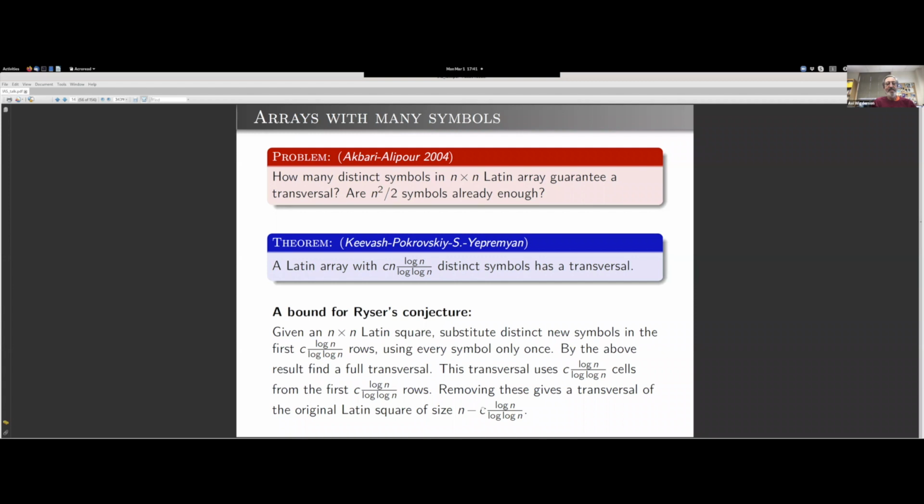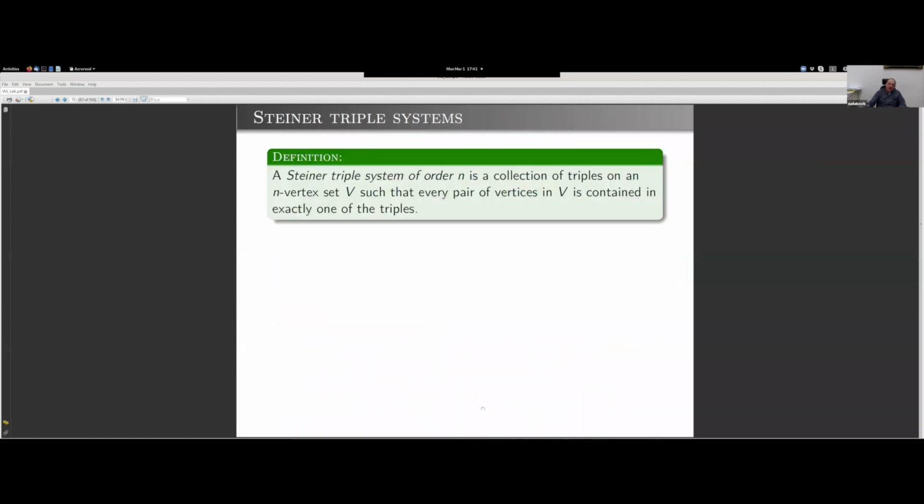Thanks. So let me now move to a little bit different object, Steiner triple systems. So what is a Steiner triple system? Given an n vertex set, I want a collection of triples which cover every pair of points exactly once. Let me give an example. Suppose you have 7 vertices.